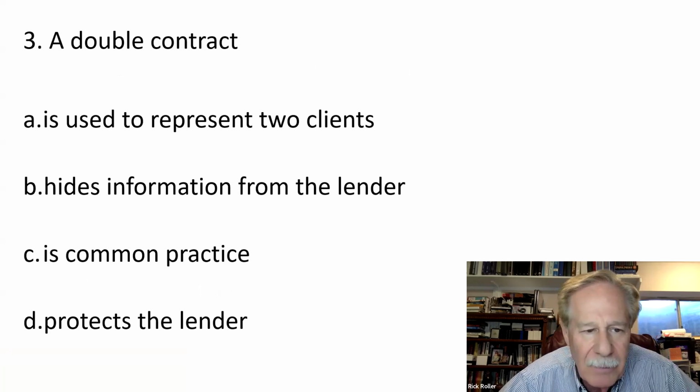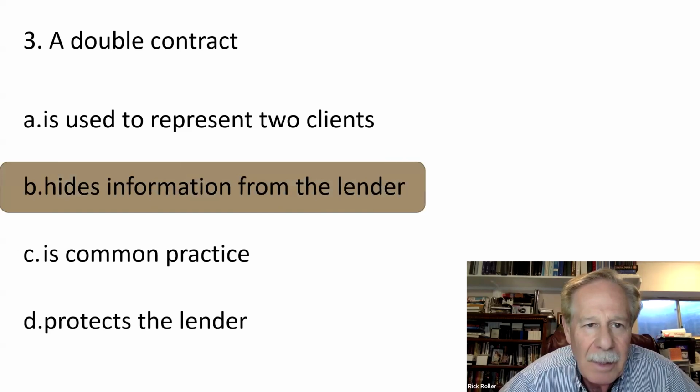C is common practice, or it protects the lender. It is not common practice. In fact, it is a prohibited practice. It's going to get you in big trouble. You will lose your license, and you'll never get another one in another state, because they all communicate with each other. It is common practice, no, and it protects the lender, of course not. It is actually a practice that is used to disadvantage a lender, because you're hiding information from the lender. And that's why B is the correct answer.